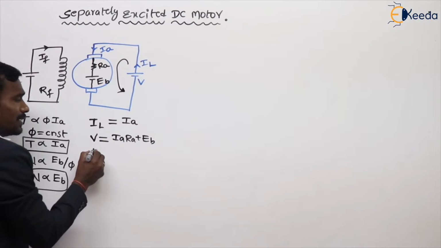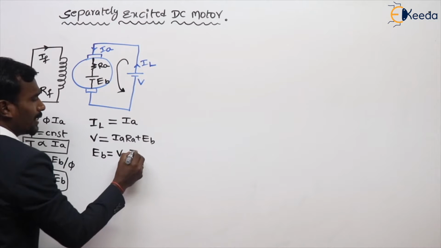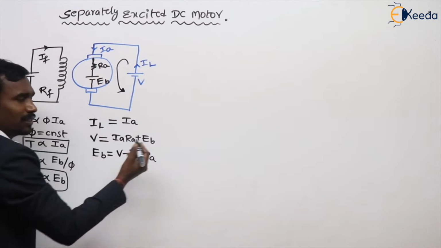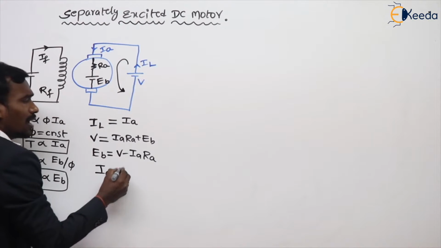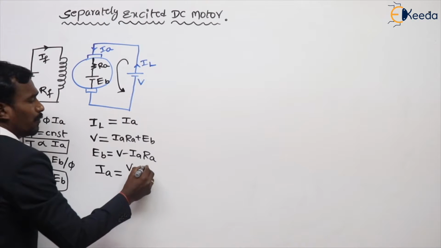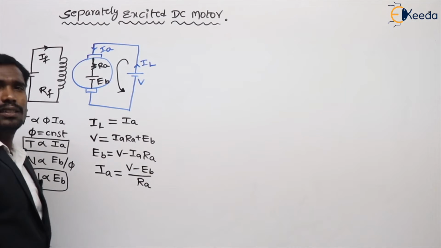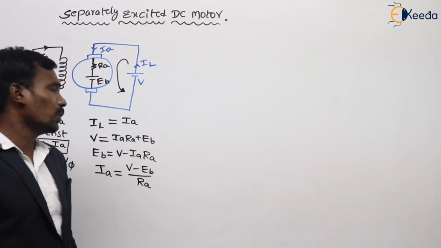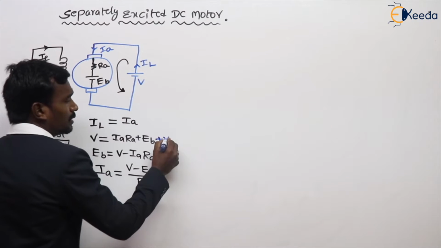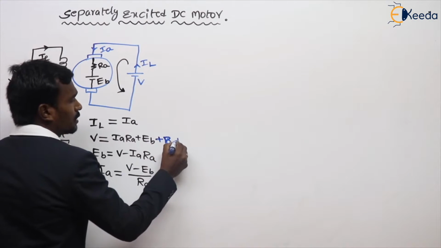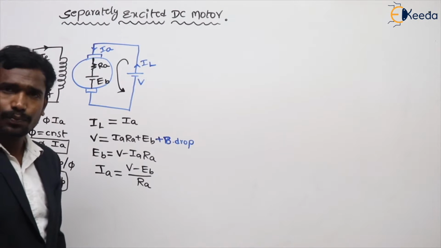From this, EB is equal to V minus Ia RA. From this, Ia is equal to V minus EB by RA. These are the different current and voltage equations. But here some extra drop is there. That is the brush voltage drop. Simply, brush drop is also there for V.